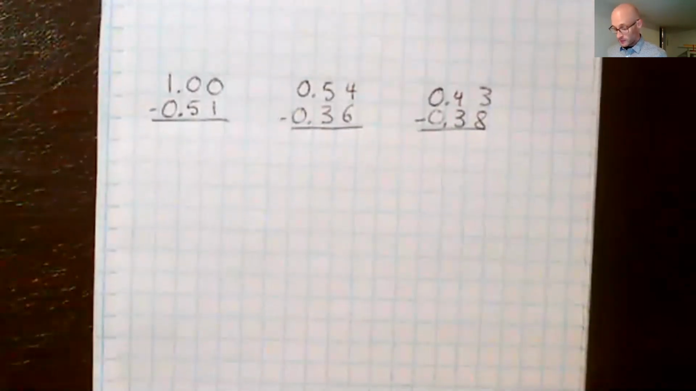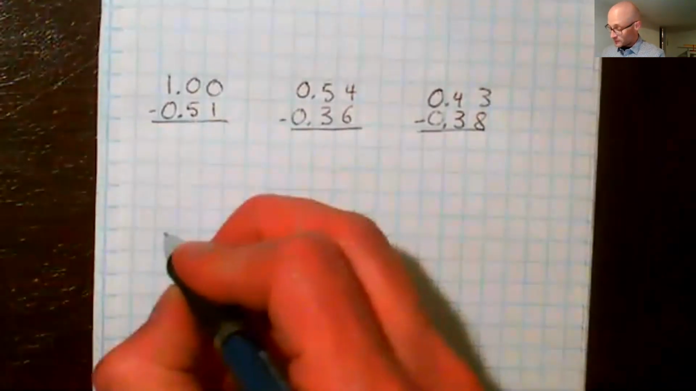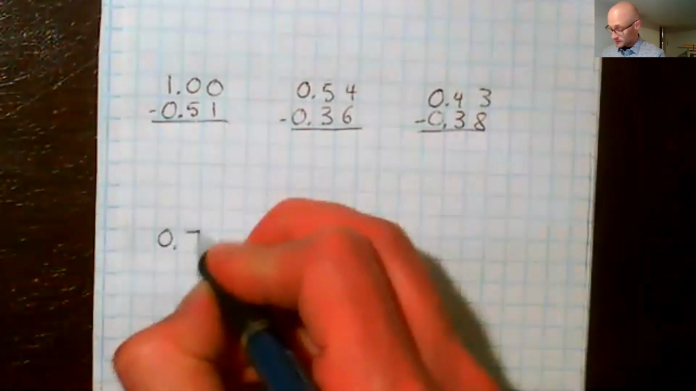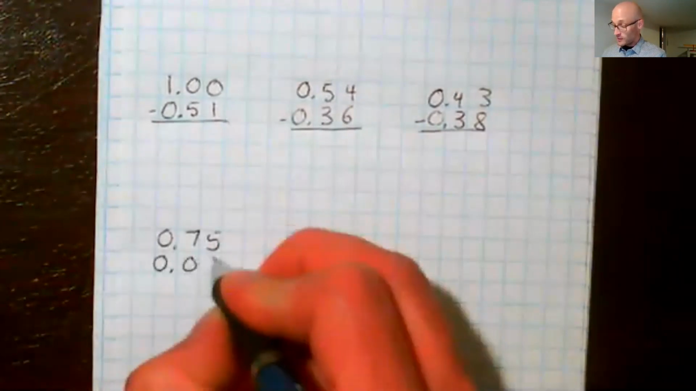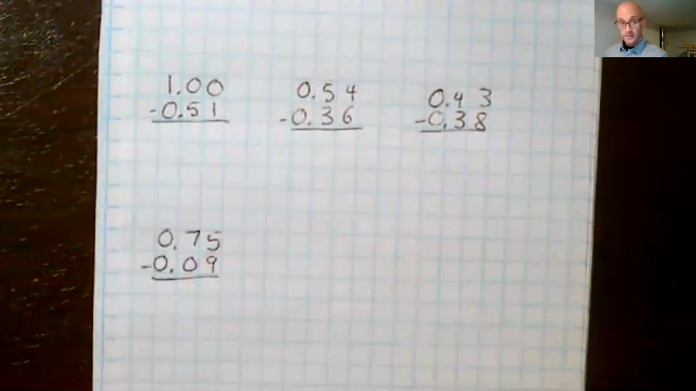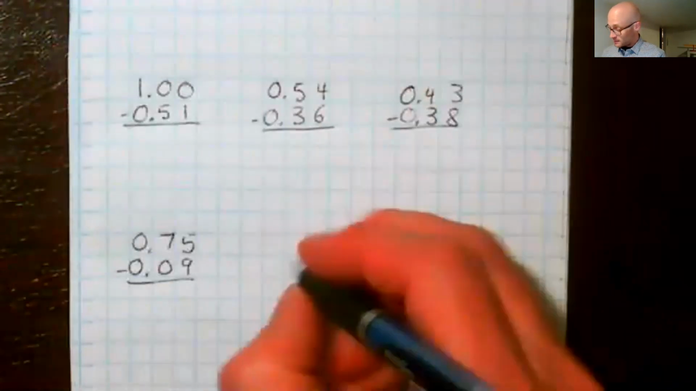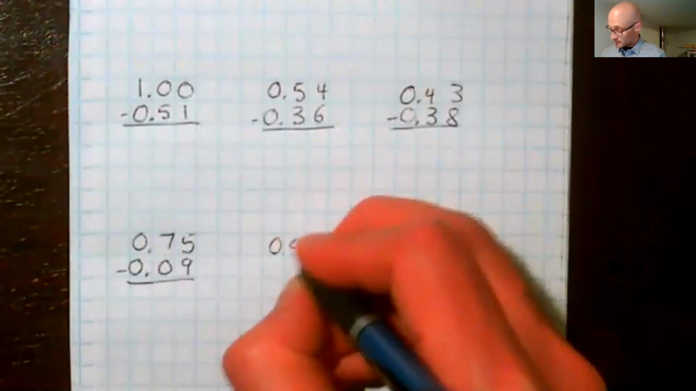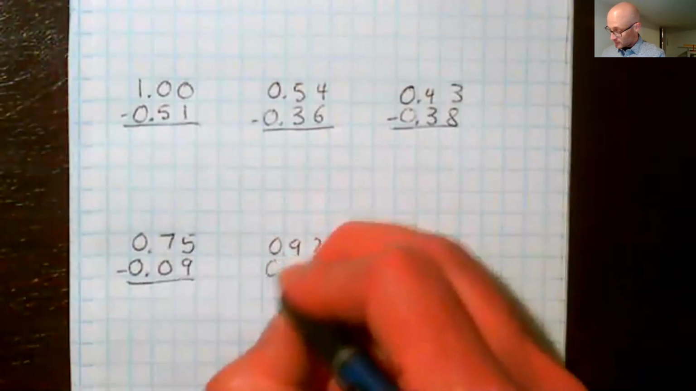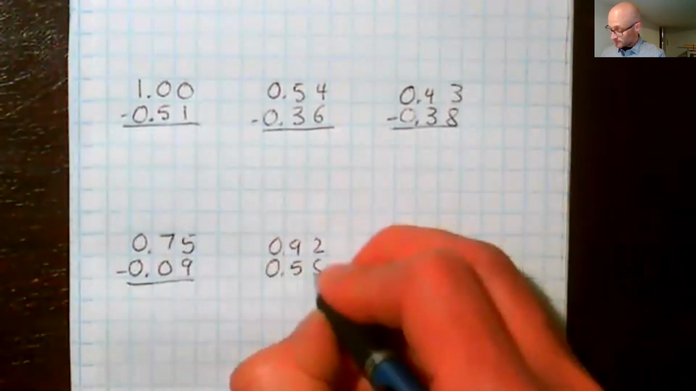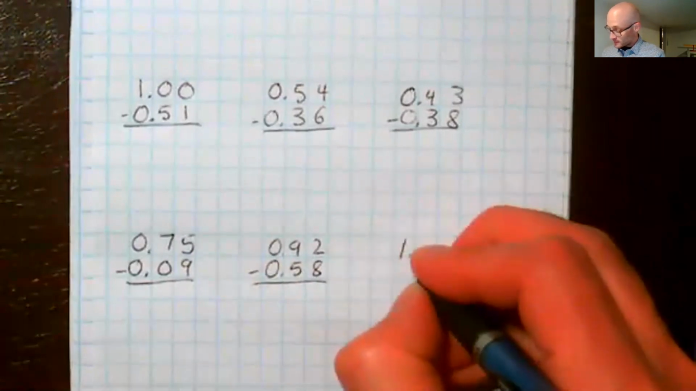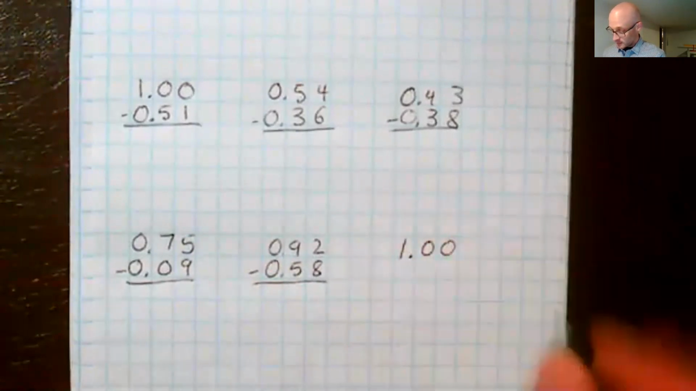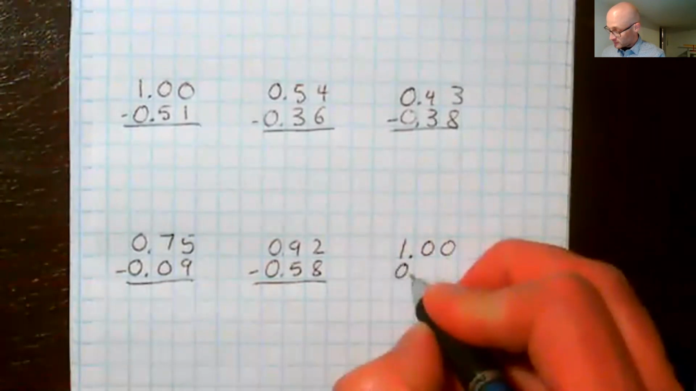Okay. And now we're going to go down to our final row. 75 cents. Take away 9 cents, that's 0.09. 75 cents, take away 9 cents. And 92 cents, take away 58 cents. And finally, $1, 100 cents, take away 78 cents.